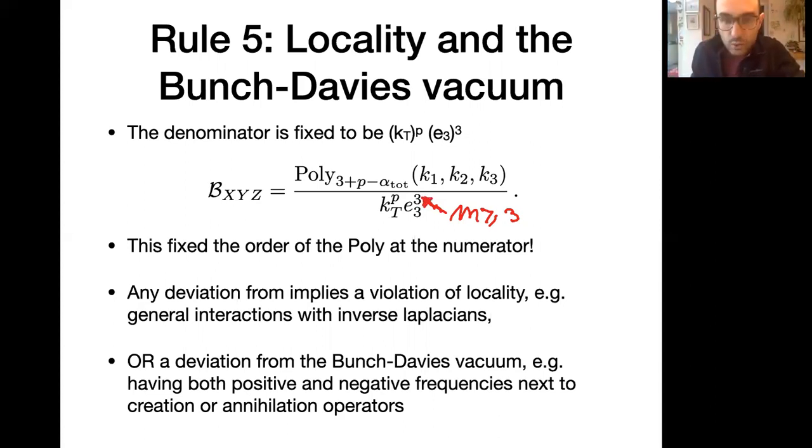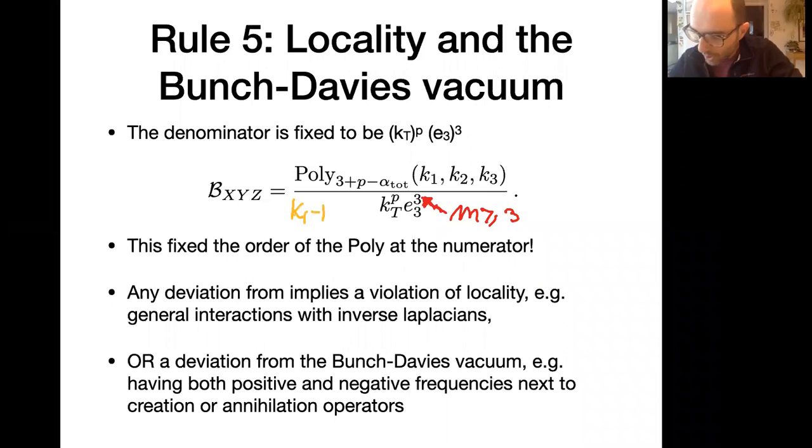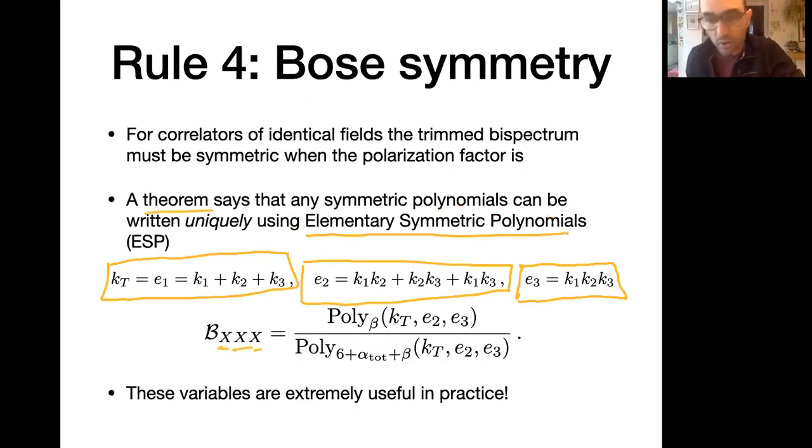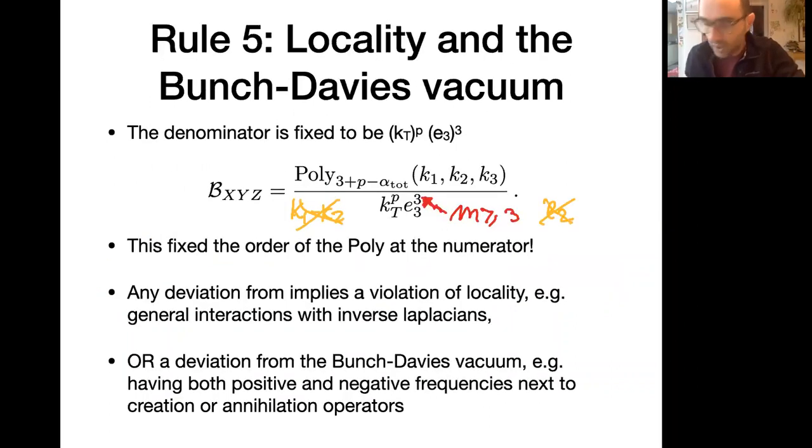And then the k_T to the p. So no other factor can appear. You cannot write down some other functions, I don't know, k1 minus k2. No, that's not allowed. Something like e2, which I remind you was just a quadratic polynomial in the k's? No, you cannot write that either. Okay, so only this particular combination is allowed in the denominator.